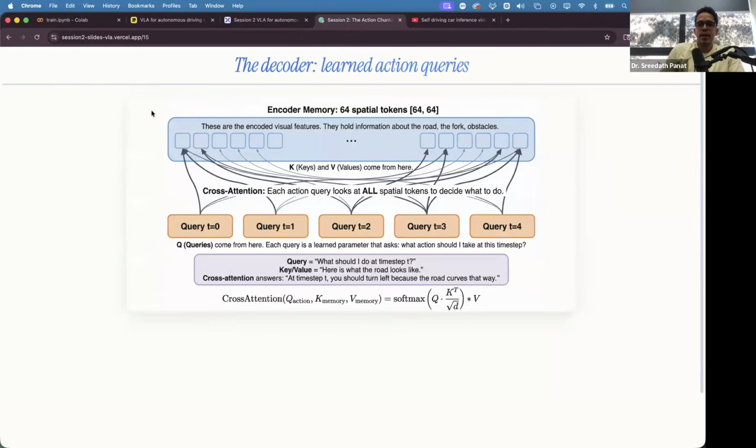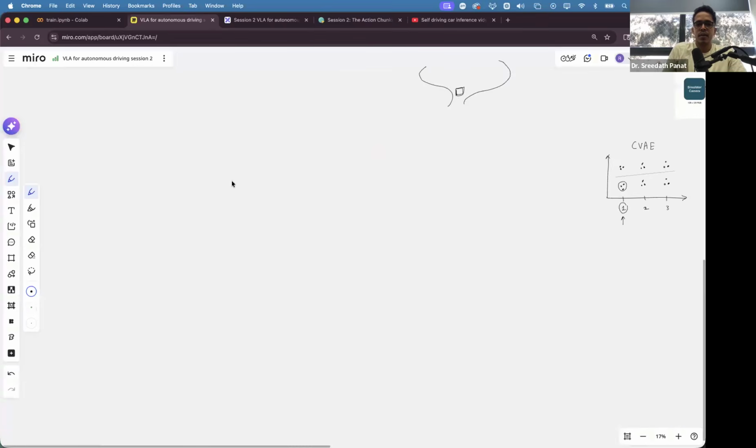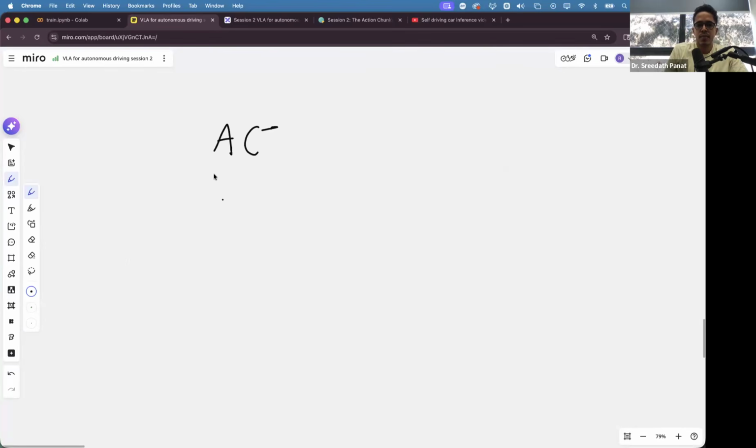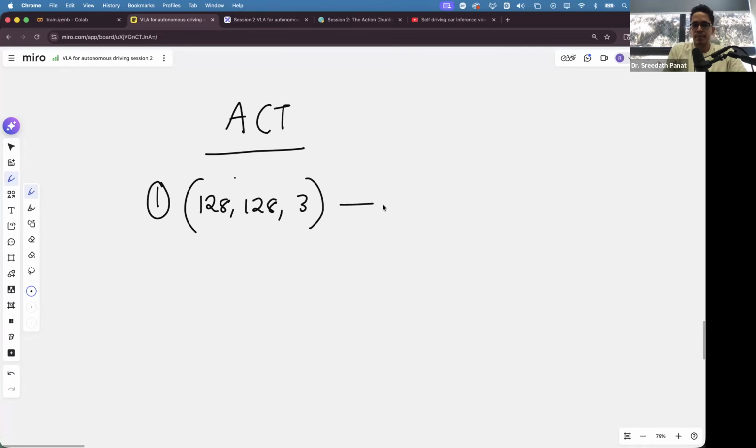Now, let's look at the decoder. I'm yet to show you the full architecture, so let's first draw the full architecture. Action Chunking Transformer. So in ACT, what is the input? 128, 128, 3, some image like this. What should be the output?